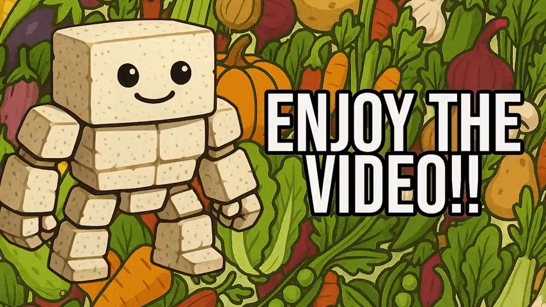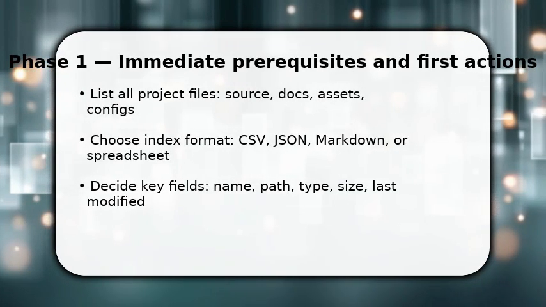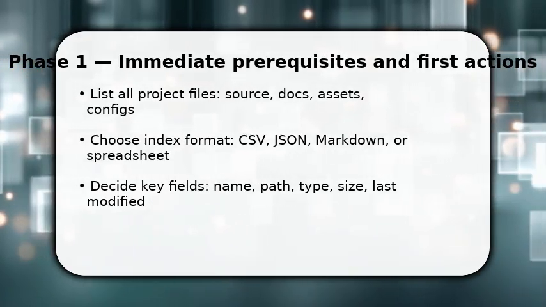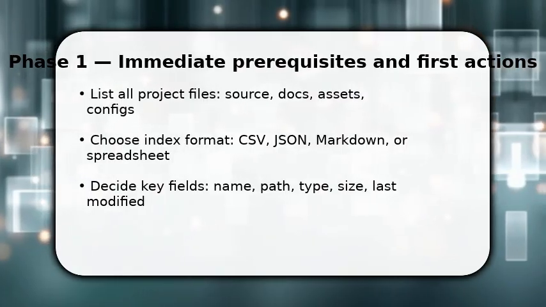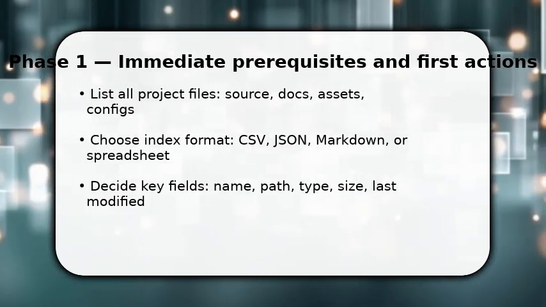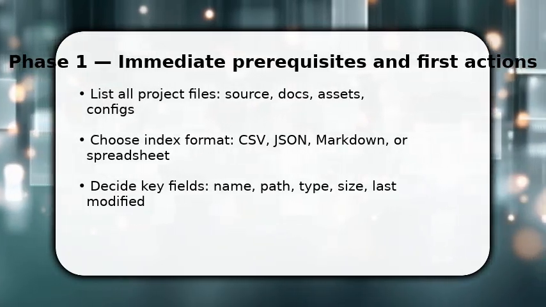Please enjoy the video. You start by collecting prerequisites and then move straight into action. Identify every file location and pick an index format that matches tools you use. Once chosen, define key fields: name, relative path, file type, size, last modified date.